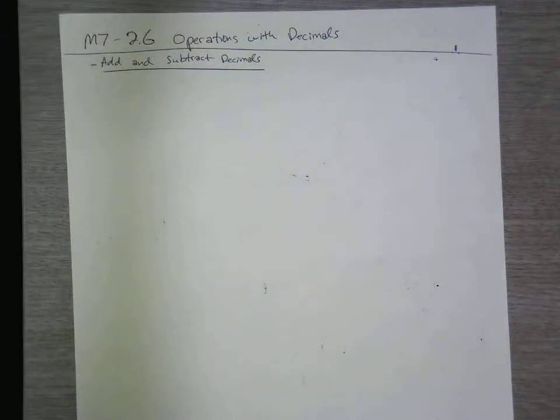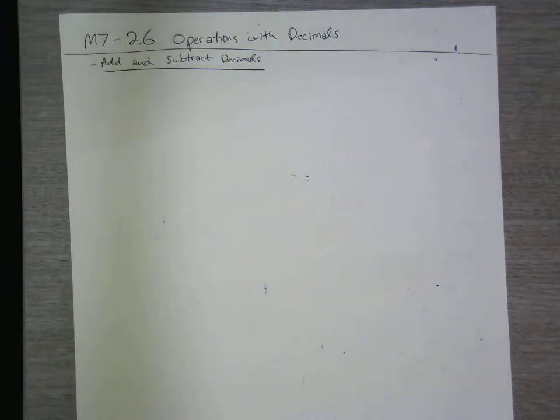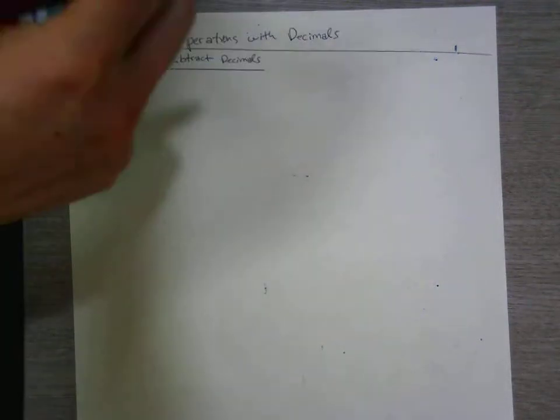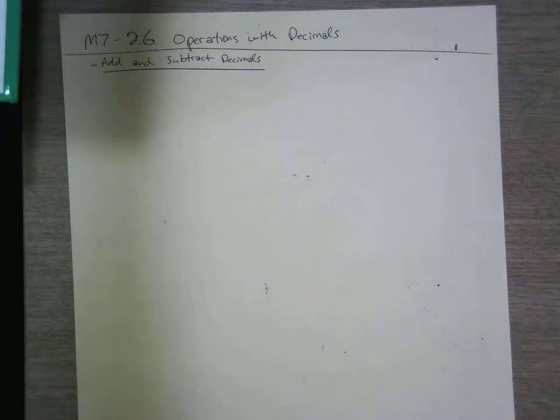This is Math 7, Operations with Decimals, Section 2.6. Well, first we're going to add and subtract decimals. So you have learned how to add and subtract positive decimals, how to apply the rules for adding them. You can combine these skills to add and subtract decimals. Kind of like order of operations, but with decimals.